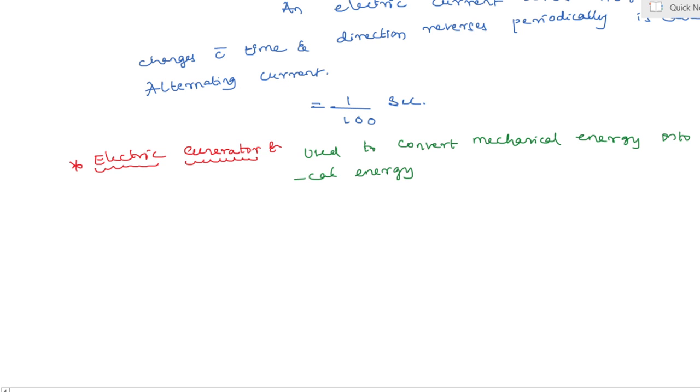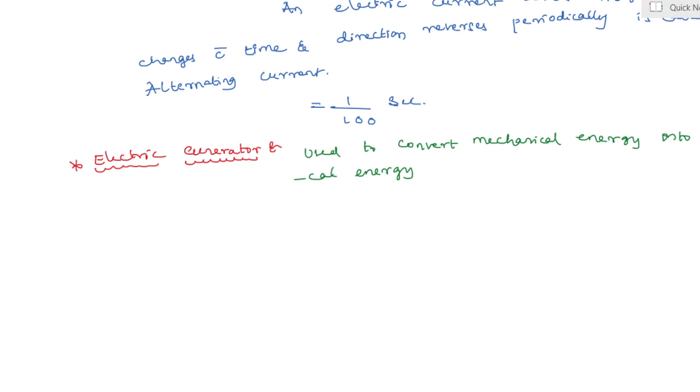An electric generator is based on the principle of electromagnetic induction. What is meant by electromagnetic induction? An electric current produced in a closed circuit by a changing magnetic field is called electromagnetic induction, and the whole phenomenon is termed electromagnetic induction. It means a generator works on the principle of electromagnetic induction. There are two types of electric generator: the first is the AC generator, meaning the alternating current generator, and the second is the direct current generator.